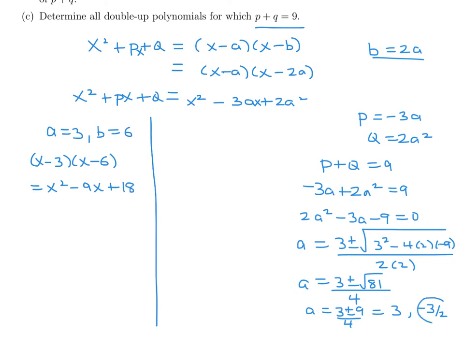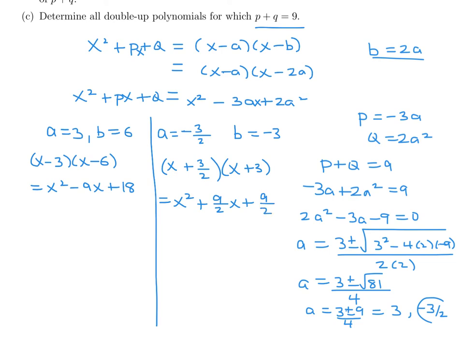If we use this guy, a being minus 3 over 2, then b is minus 3. So that means the polynomial is x plus 3 over 2 times x plus 3, right? Because it's x minus minus 3 over 2 times x minus minus 3. If you expand that, you get x squared plus 3 plus 3 over 2, so 9 over 2 x plus 9 over 2. Yeah, so these are the two polynomials that satisfy the conditions.